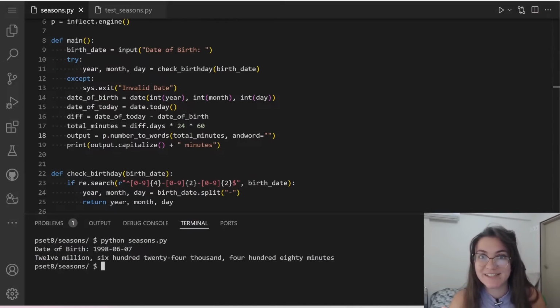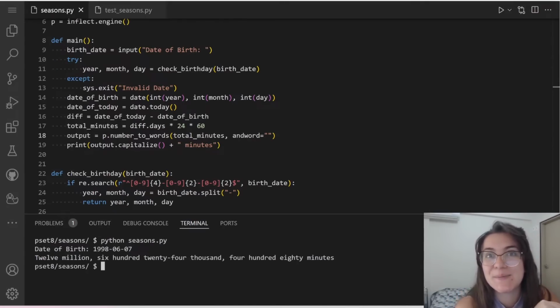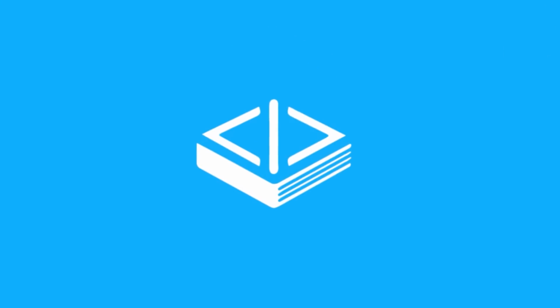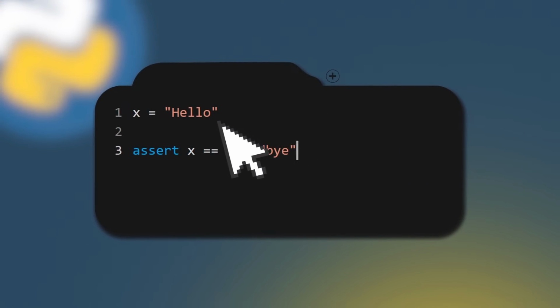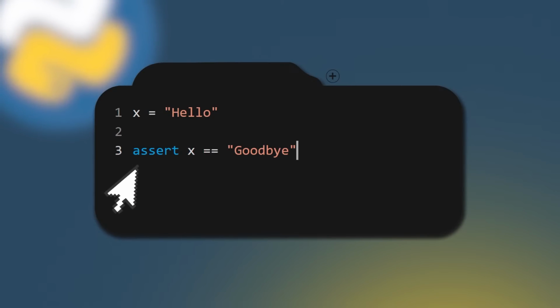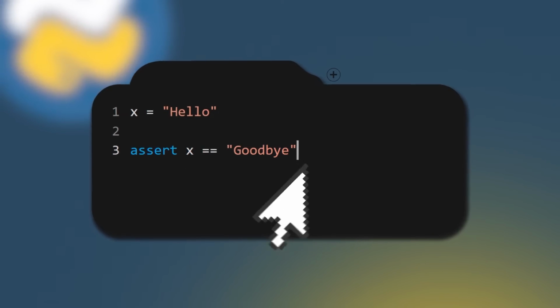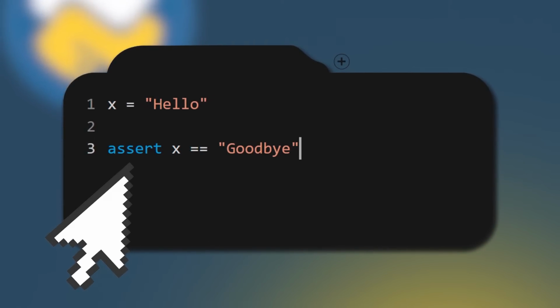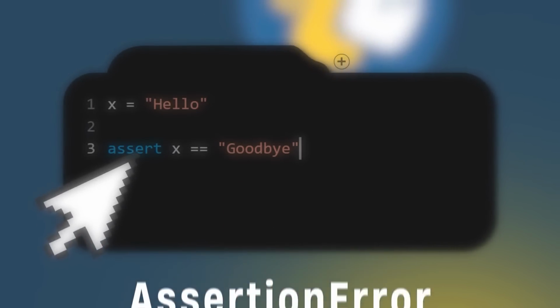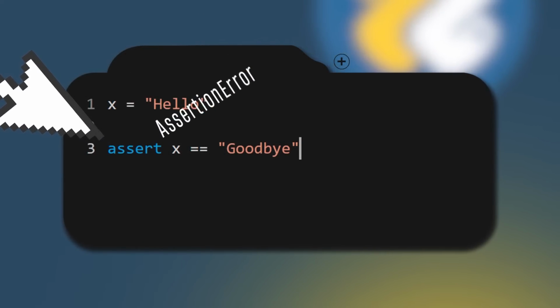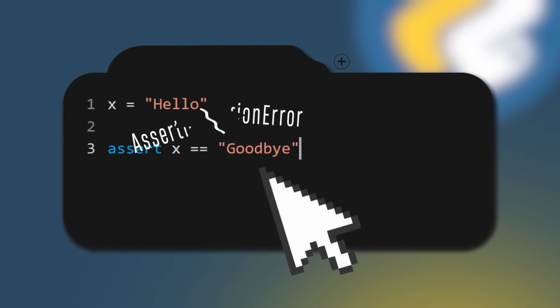So to do the testing, let's see the animation for testing in Python. For example, we have a variable x equals hello. If we want to check, we do x equals hello, assert x equals goodbye. The assert keyword lets you test if a condition in your code returns true. If not, the program will raise an assert error. In this case, the assert will raise an assert error because hello is not equal to goodbye.